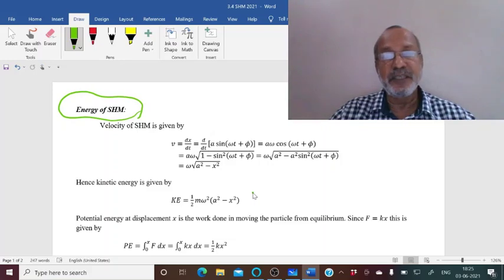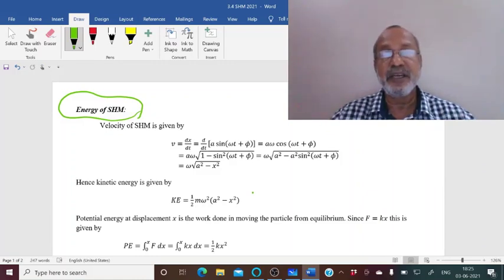Actually this is not specially mentioned in your syllabus, but it is better to have an idea of kinetic energy, potential energy and total energy of a particle executing simple harmonic motion. Maybe it is not specially mentioned because you might have already studied this in +1 classes. Anyway, let us first calculate kinetic energy of SHM.